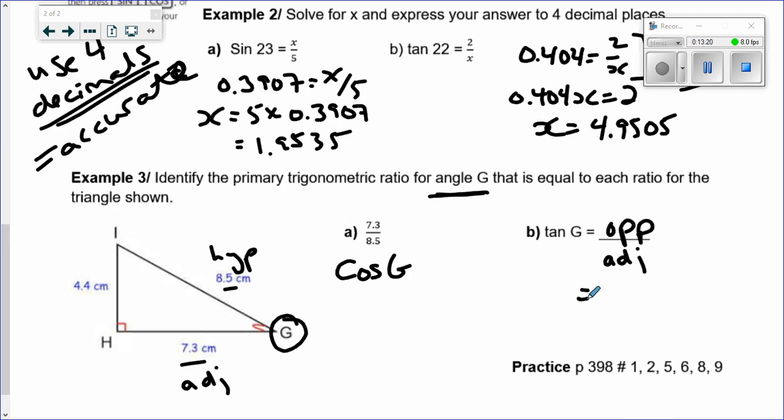Which means 4.4, right? Because that's opposite. And we've already said 7.3 is our adjacent. I'm not asking you to solve. I just want you to show me what is the ratio.